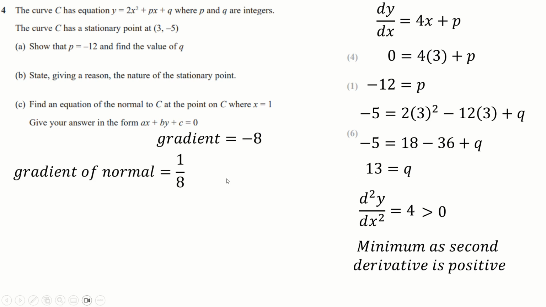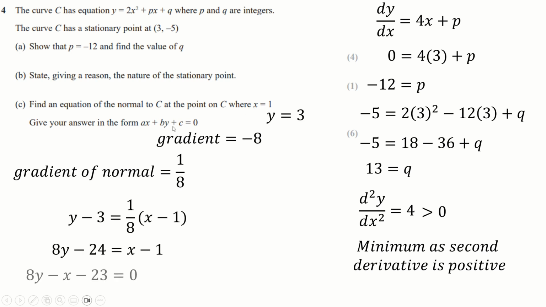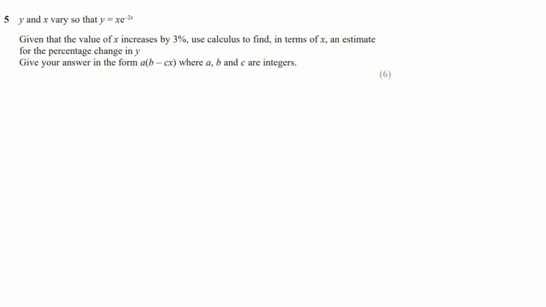Now we can just use y minus y1 equals m(x minus x1) for the equation of the normal. We just need y1, and to get y1, we'll just put x is 1 into here with our p and q results that we already found. So 2 times 1 squared is 2, plus minus 12 is minus 10, plus 13 is 3, so y is 3. So now we just have y minus 3 equals an eighth (x minus 1), and that's going to be the equation of the line. In this form, though, times it by 8, and then do a bit of rearranging, and we end up with our answer just there.